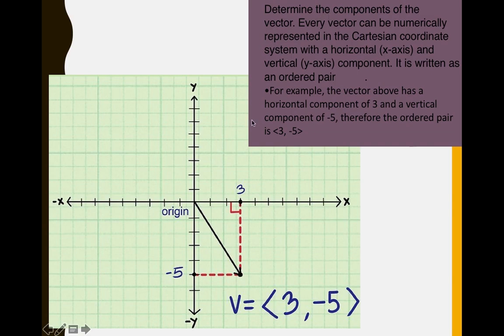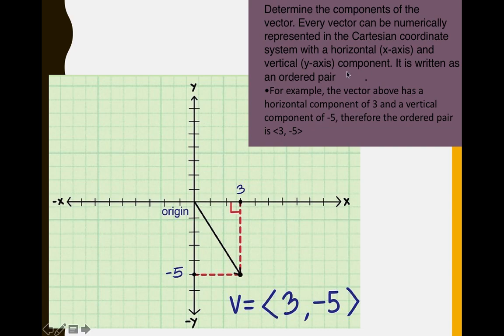Determine the components of the vector. I have given a note here. First, you determine the components of the vector. Each vector in the graph can be numerically represented in the Cartesian coordinate system, with a horizontal x-axis and a y-axis. What is the ordered pair for v? The ordered pair of v is (3, -5). 3 shows the x coordinate and -5 is the y coordinate.